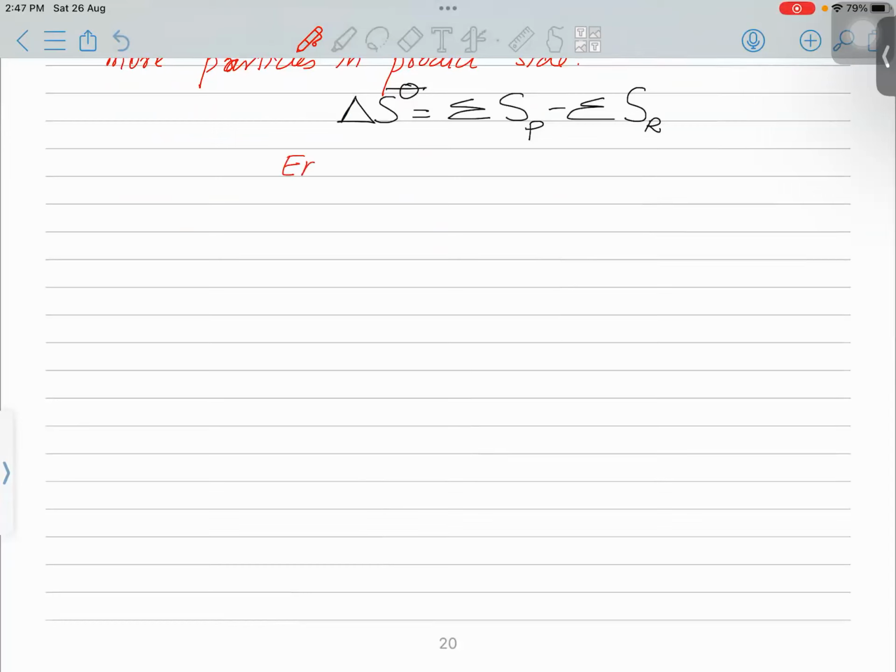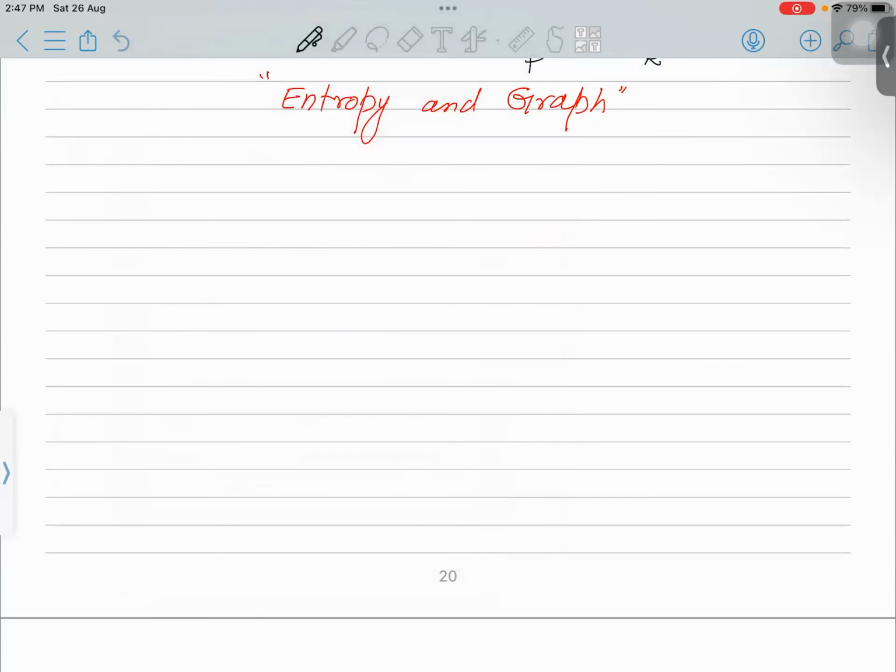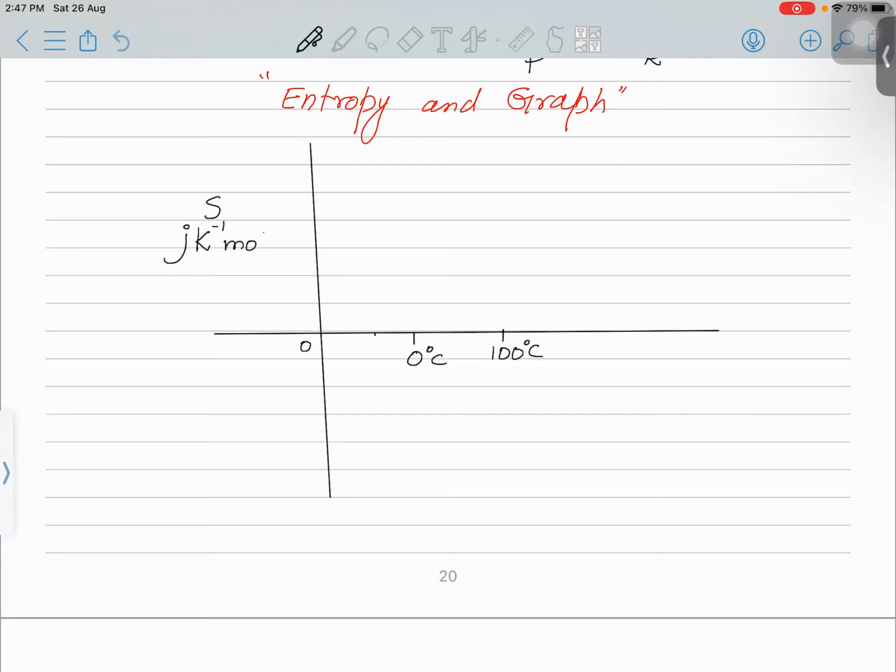Now make the heading entropy and graph. This is 0. This is 100 degrees centigrade. This is 0 degrees centigrade. On y-axis, you have entropy. Unit of entropy is joules per Kelvin per mole.